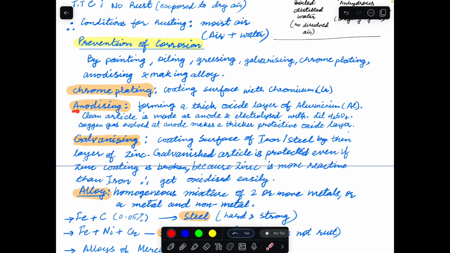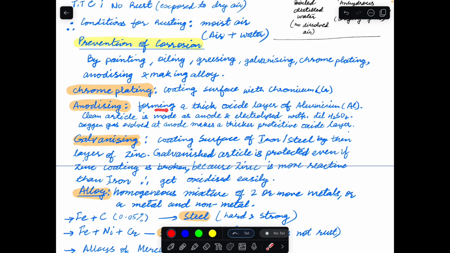Anodizing is, we have discussed that aluminium articles, when they come in contact with water at normal temperature, form a protective layer of oxide which will stop further oxidation of the metal. This idea is utilized in the anodizing process. What we do here is form a thick oxide layer. The normal layer is very thin, and if we scratch it, it will get removed, but this layer we make thicker in the anodizing process.